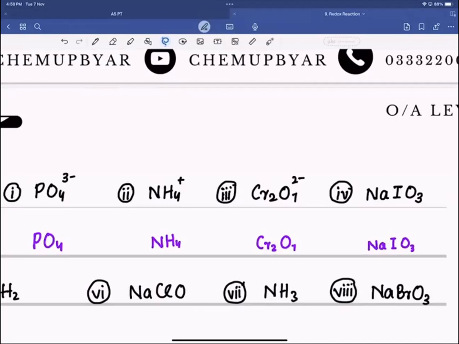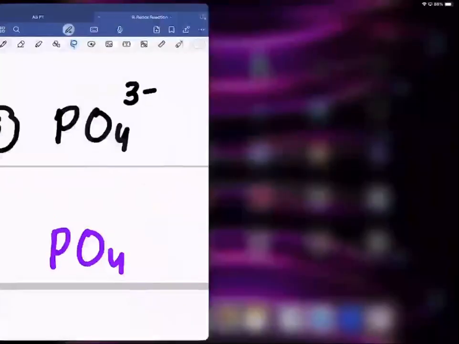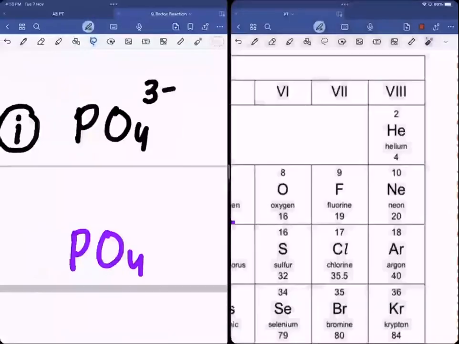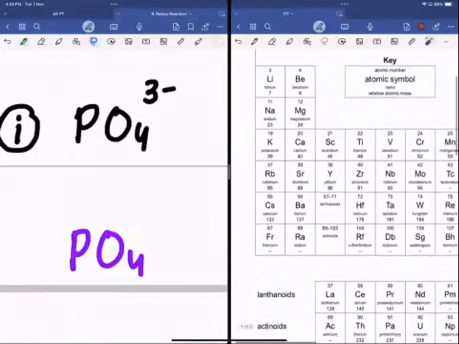Okay, Khatija, have you noted down? Yes. Okay, let's start with this one. We have two elements, phosphorus and oxygen. What do we need to do at first?